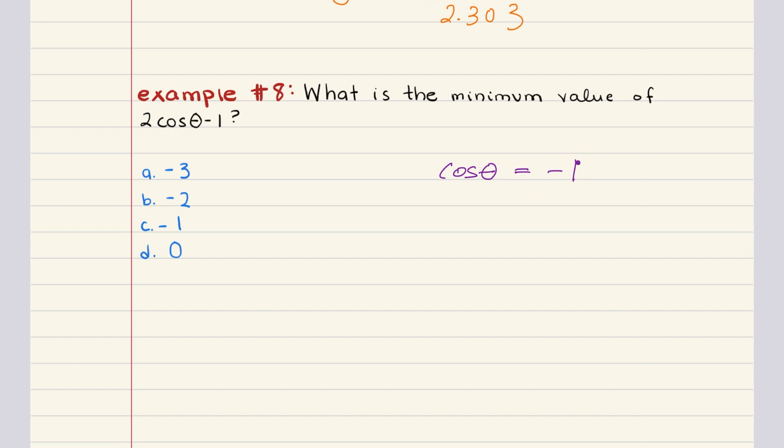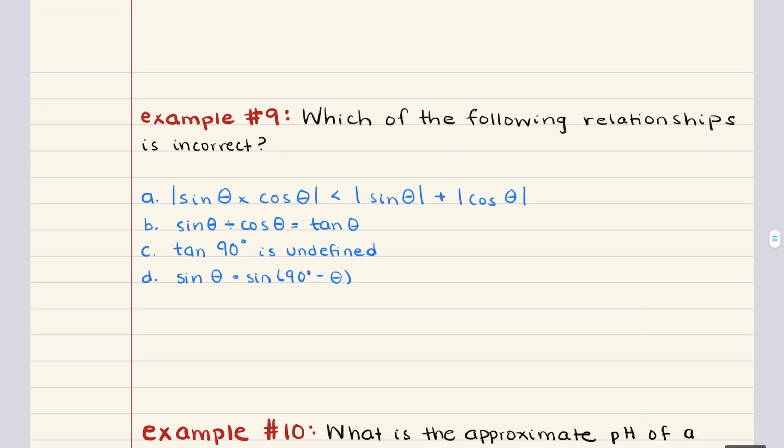We're going to use that value, we're going to plug it into this expression. So now we have 2 multiplied by -1 minus 1. This gets us -2 minus 1, and this is equal to -3. So the minimum value of 2 cosine theta minus 1 is -3, which is answer choice A. Let's move on to problem 9.